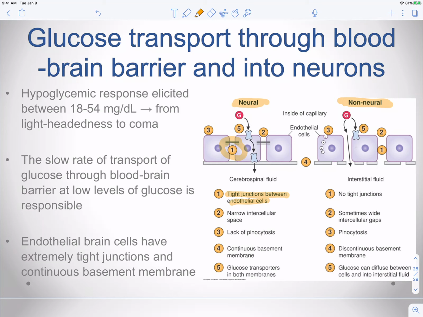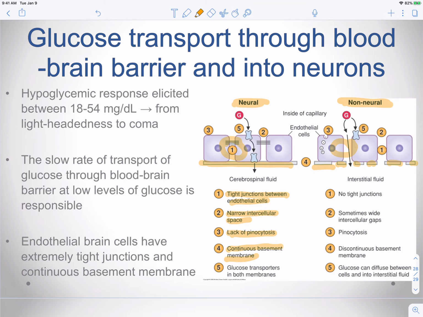They also have narrow intercellular space. So it's not like these wide spaces over here. They lack pinocytosis, so they don't take up things and bring them inside of them. They don't sample their environment like other cells do. They also have a continuous basement membrane. So it's continuous, whereas in other areas it's sort of staggered. And so again, things cannot diffuse into the brain.